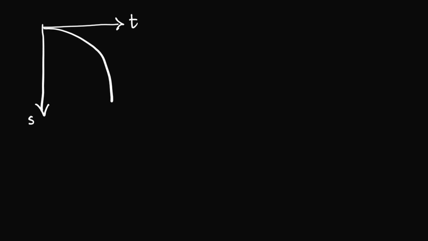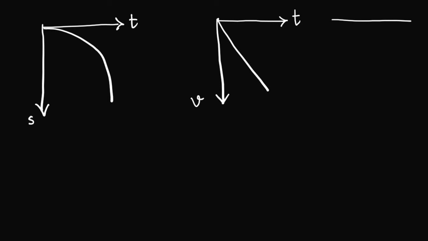Then again I'll be drawing the velocity time graph of the same thing. Now again, as it is having velocity in the negative direction of the y-axis, it would be linear, of course, because of the fact that it is uniformly accelerated.